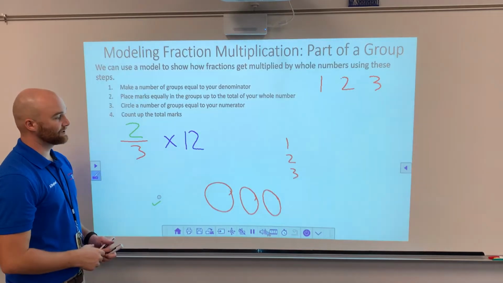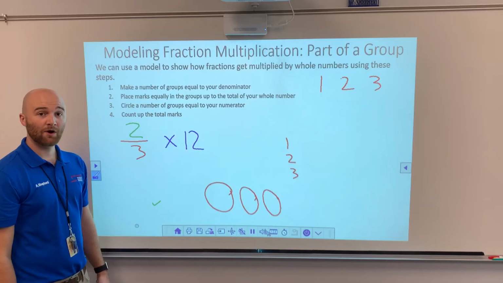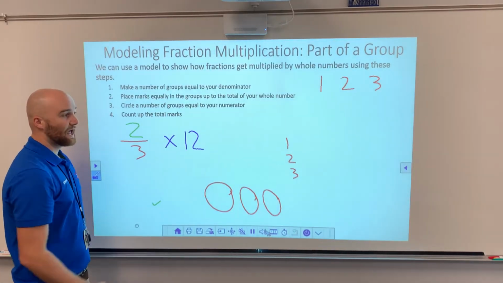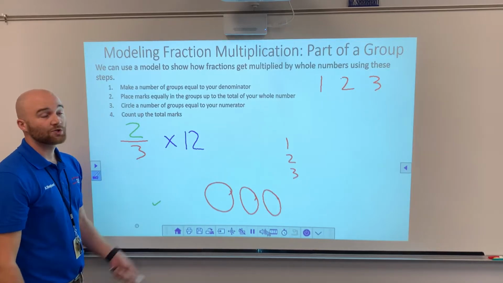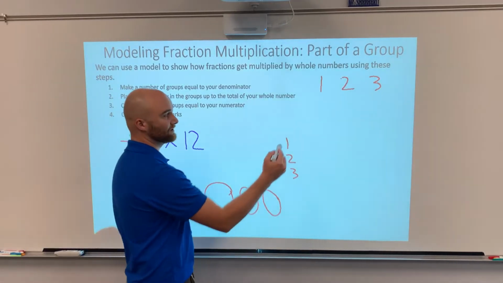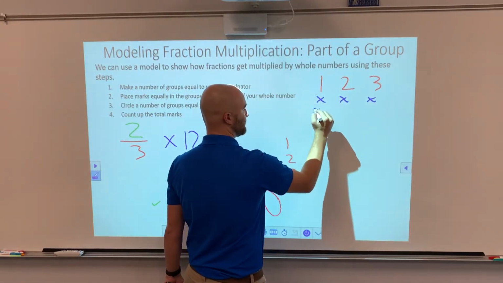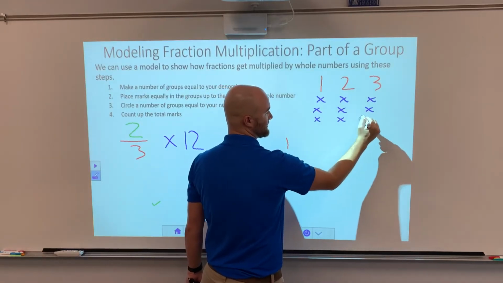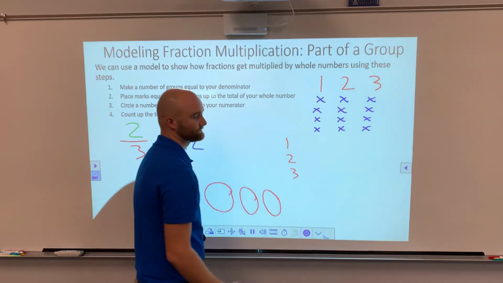The next thing that I'm going to do is fill in my whole number worth of marks into each of those groups. What that means is I'm going to take 12 and I'm going to mark 12 equally into each of those groups. So if I chose to do it as columns, it would look like this. 1, 2, 3, 4, 5, 6, 7, 8, 9, 10, 11, 12.